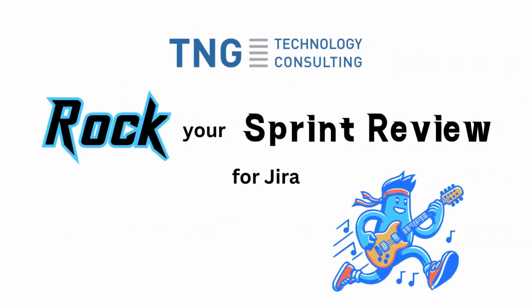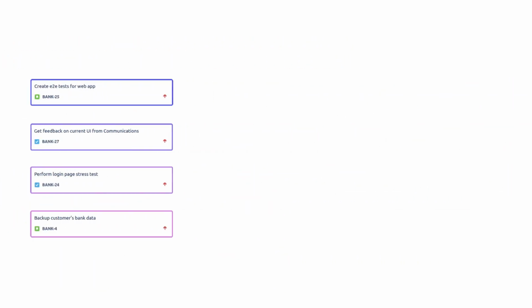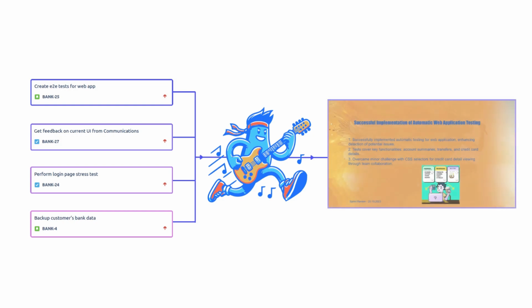This is why we've created Rock Your Sprint Review, an app for Jira that automatically generates a slide deck for you based on the issues you've completed in a sprint. We use AI to decide how to group the issues onto slides and condense all the information from the issue summary, description, subtasks, comments, and estimation into easily digestible bullet points.